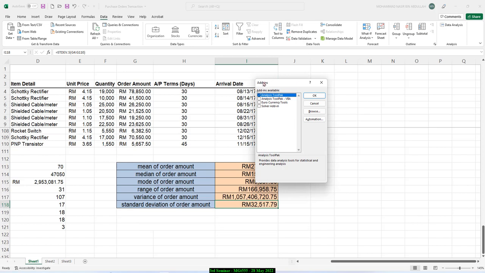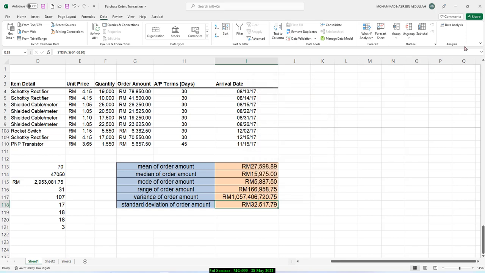And then dia akan keluar macam ni. So dia akan keluar beberapa lah, ada 3, 4 add-in. So you tick analysis toolpack and click OK. So automatically dia akan keluar data analysis dekat data tab. So I hope you already have it.